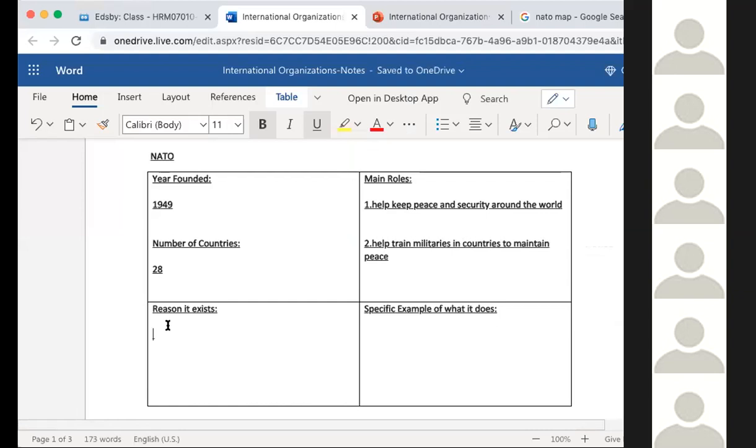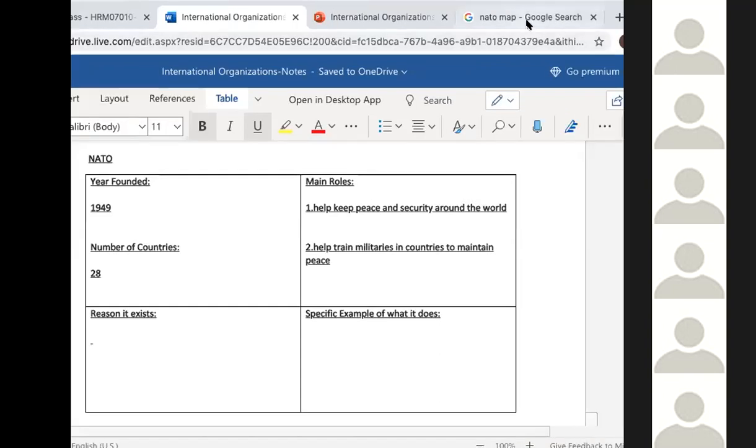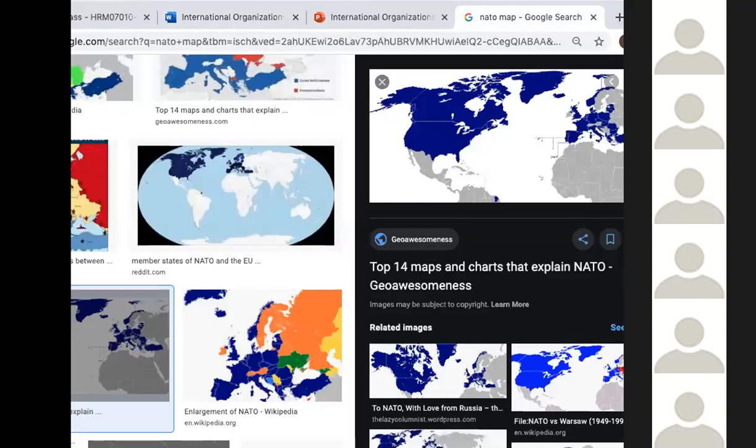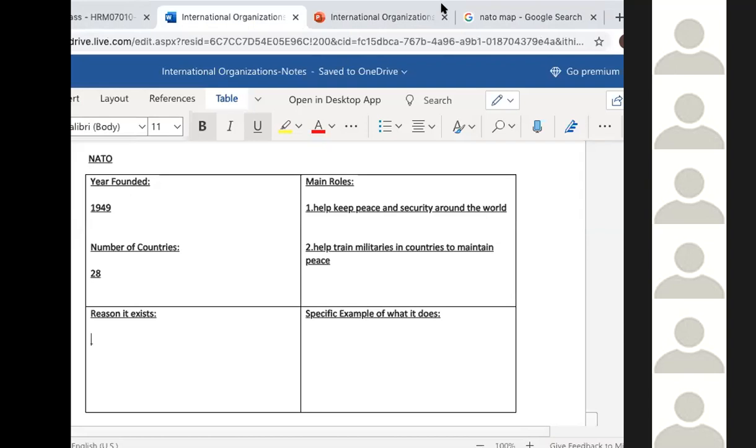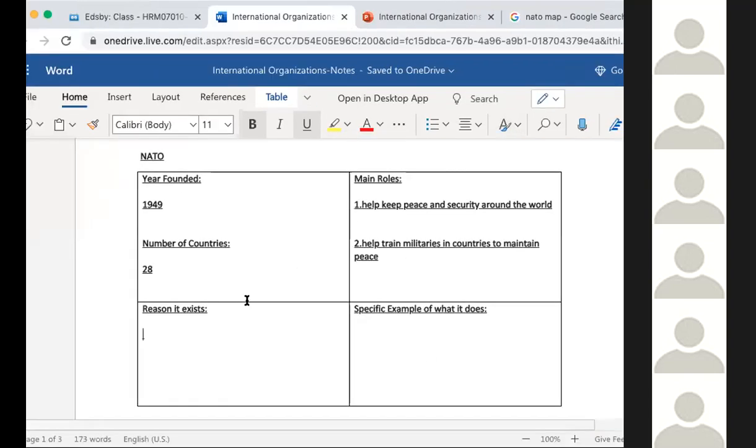Why does this organization exist? I kind of told you. What was it originally set up to do? To combat communist countries, mainly Russia. Yeah, it's an anti-Russia alliance. So, where am I at? There we go. Can you guys see my organizer? Yeah. It combats Russia. That's really why it exists, or at the time the USSR.